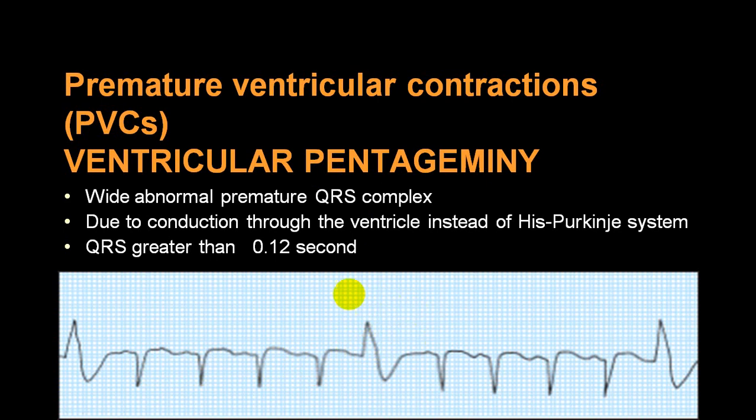And here you can see this is an abnormal broad QRS complex not preceded by P wave, T wave in opposite direction and full compensatory pause. This is a characteristic of a ventricular premature beat. And this will give rise to regularly irregular.